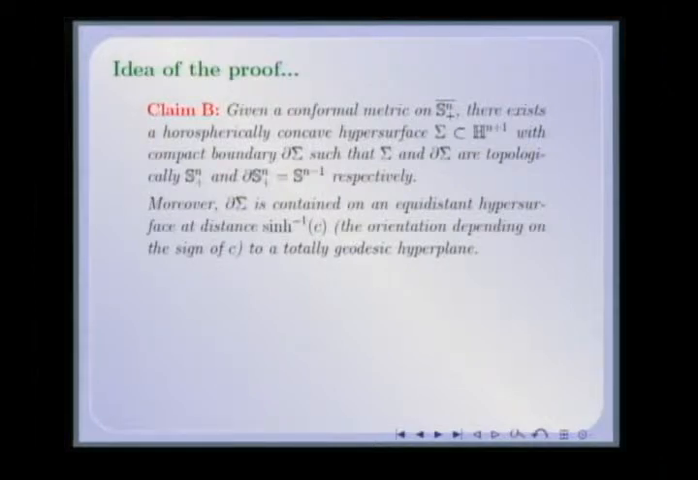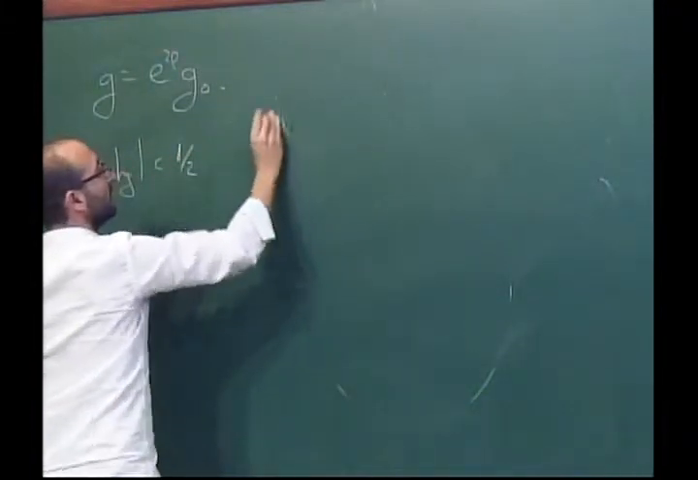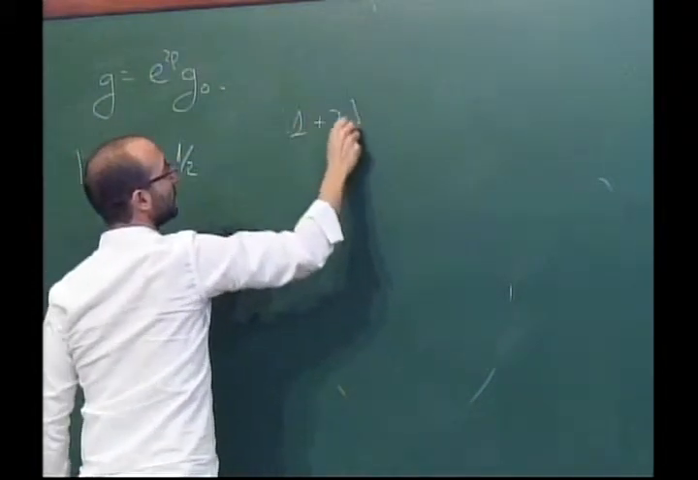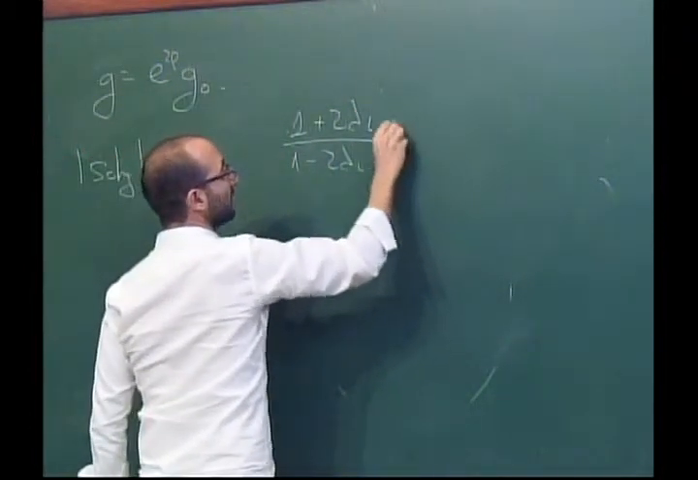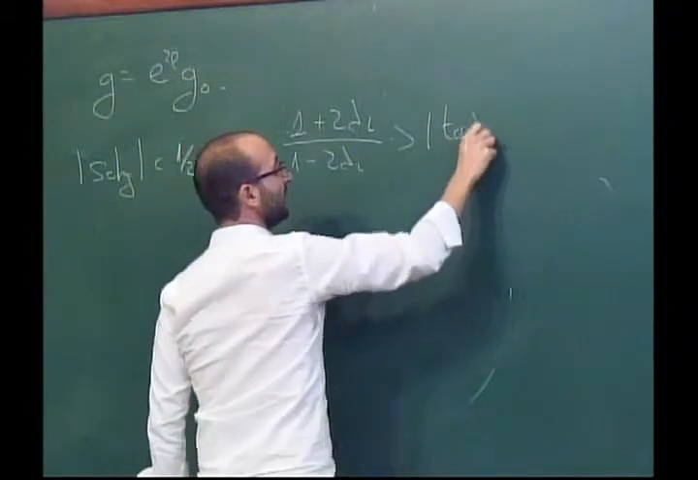Now we are going to assume, if I find this guy here, I'm going to work now with this metric. I'm going to assume that, in fact, the shortened tensor of this guy is less than 1/2, and also 1 plus twice this is bigger than the absolute value of the hyperbolic tangent.